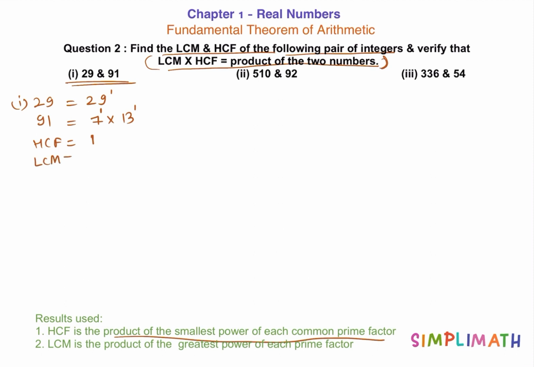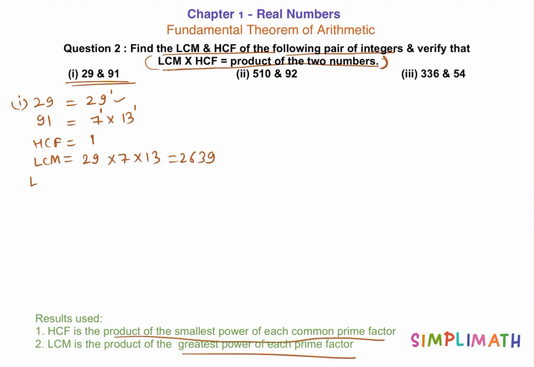And LCM is the product of the greatest power of each prime factor. So the product of the greatest power of each prime factor: 29, greatest power is 1, then 7 into 13. So the result comes out to be 2639. Okay, now the second part of the question is we have to verify that LCM into HCF equals the product of the two numbers.